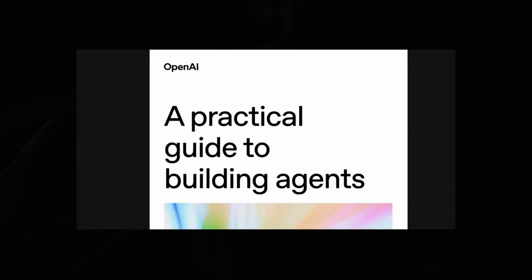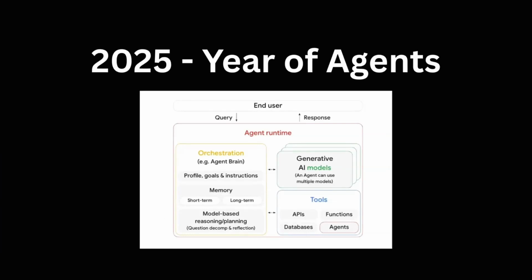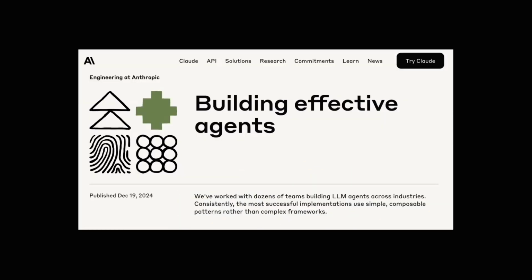OpenAI recently released this practical guide on building agents, which I think is a must read for any developer. Since 2025 is supposed to be the year of agents, and seems like every major lab has their own take on agents. For example, late last year, Anthropic released this guide, Building Effective Agents, which is, I think, one of the best guides out there.